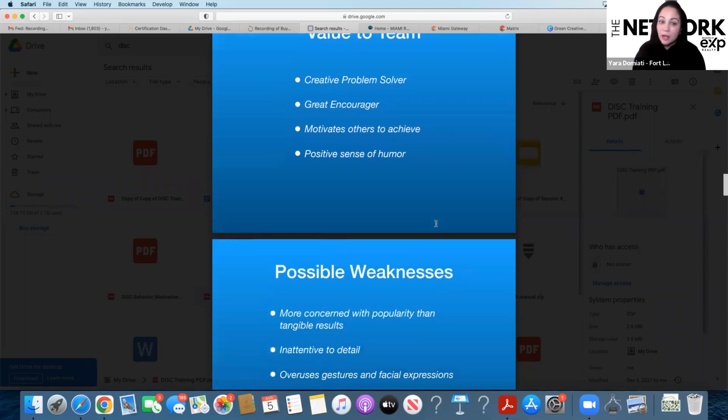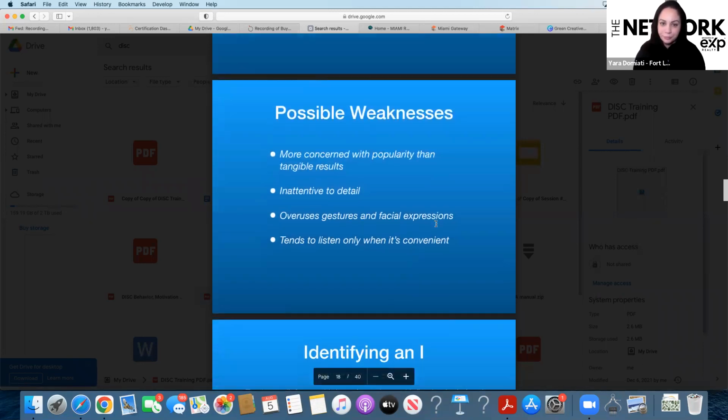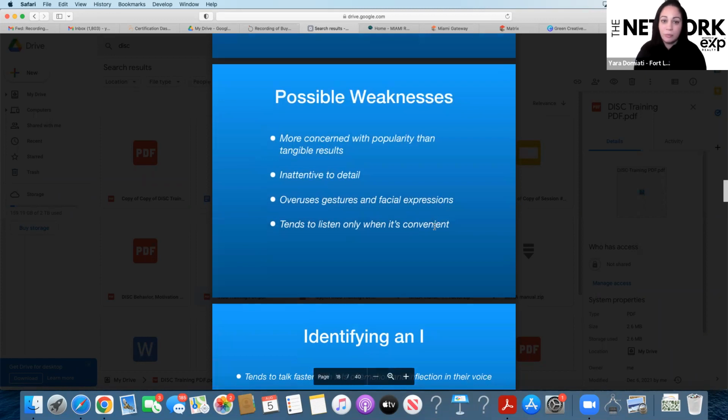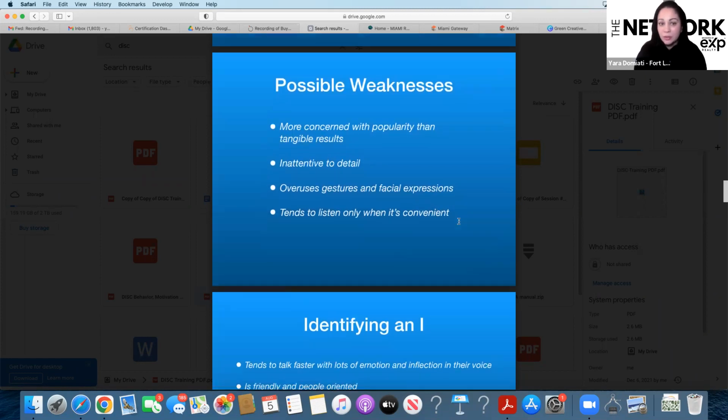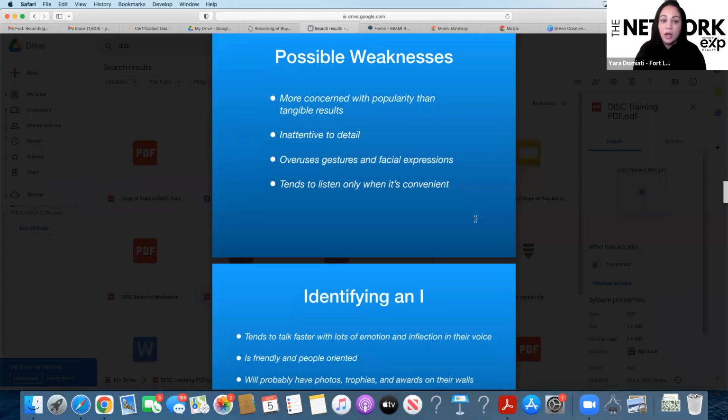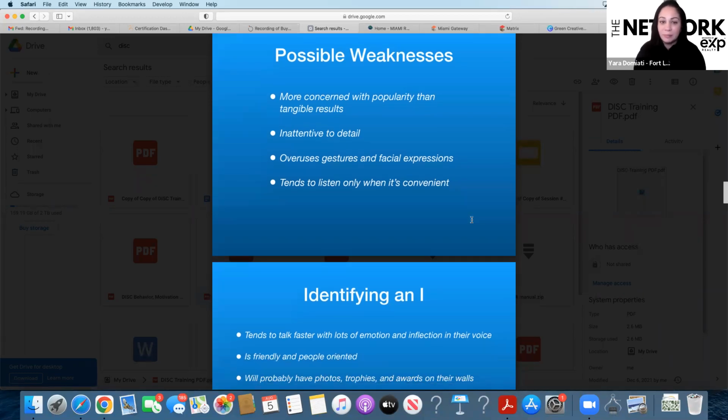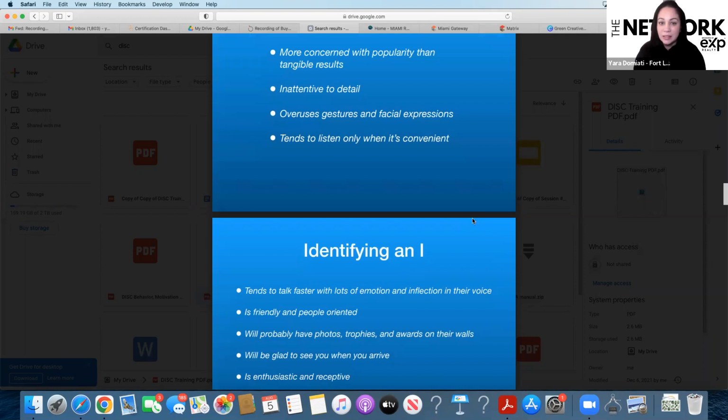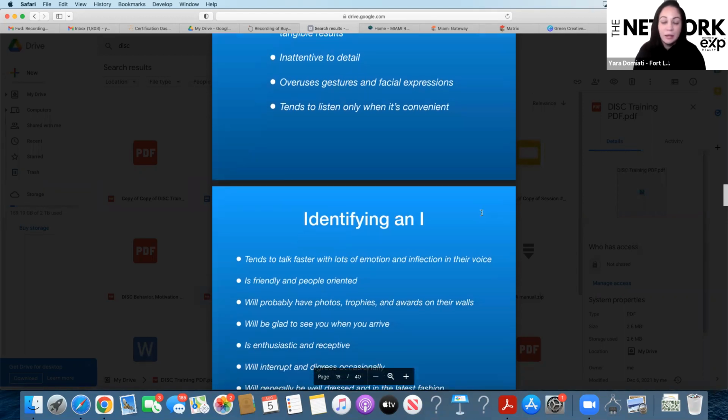Their positive sense of humor. Their weakness is they are more concerned with popularity than tangible results. They have an inattentiveness to detail, gestures and facial expressions, and tend to listen only when it's convenient.